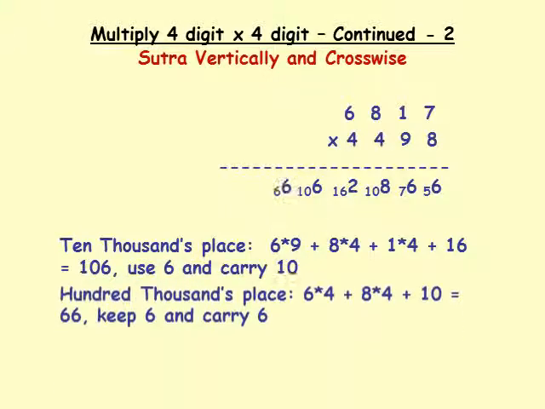Okay. Hundred-thousands place column, we have 2 columns to work with, 6 times 4 and 8 times 4. 6 times 4 is 24 plus 8 times 4 is 32. 24 plus 32 is 56 plus 10, 66. We'll keep 6 on the right and take the left digit for the carry.